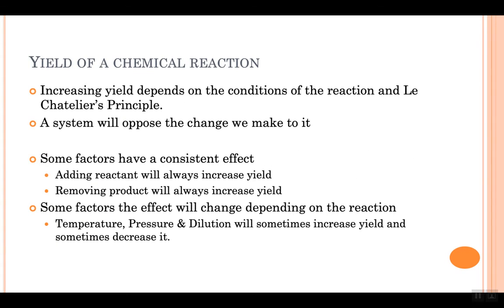But some of those conditions might affect the yield. Adding a reactant, or adding a product, or removing a product will always increase your yield. But for some other factors, the effect that it has depends on what reaction you're looking at. So temperature, pressure, dilution, sometimes those things will increase the yield, sometimes they would decrease it. And we've got to think about what's going on to think about whether that will affect the rate as well.